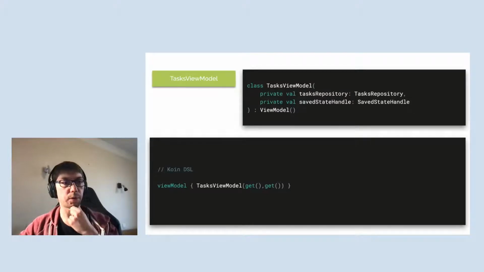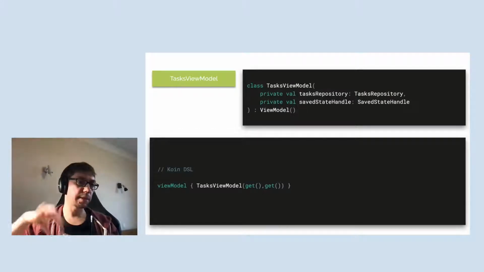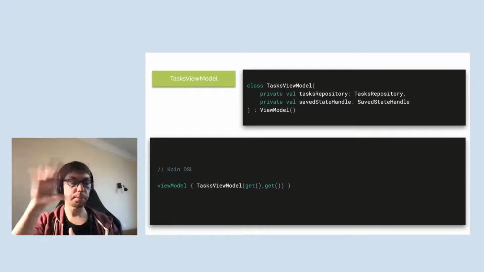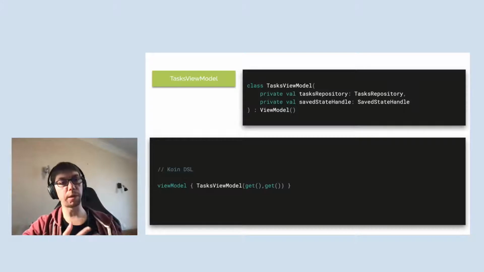And here in Koin, we have a special keyword, viewModel, to declare a view model instance, because then this instance will be hooked up in the lifecycle of Android, and then Koin will create the instance, and your Android system will handle this instance for you. And the same as the other definitions, we are just calling our class here and putting the get function to resolve the dependency.